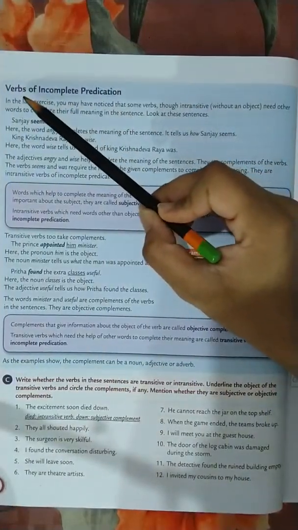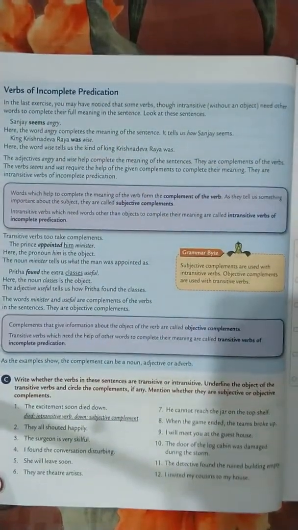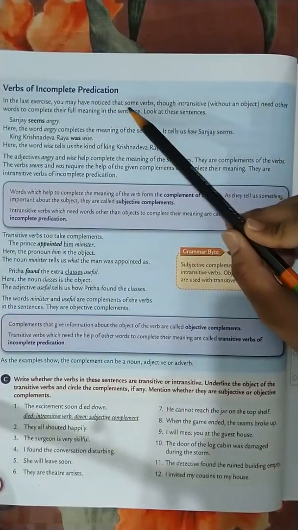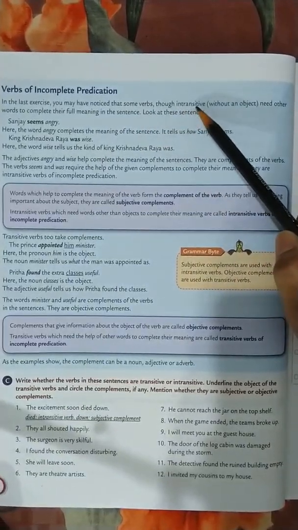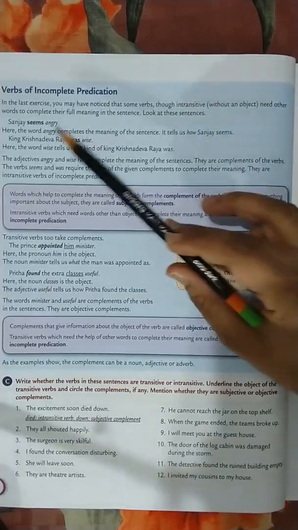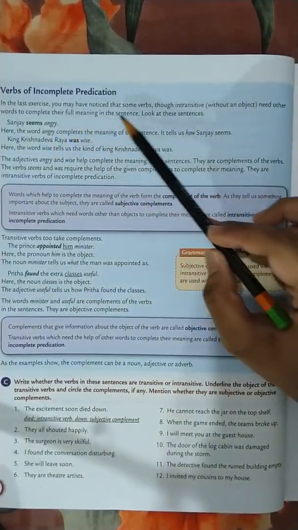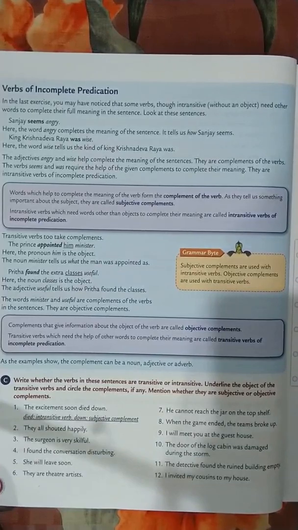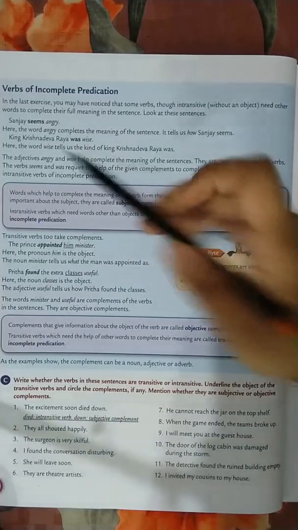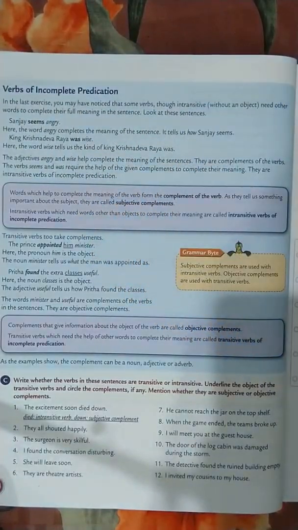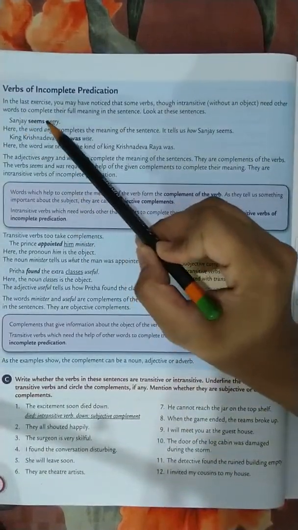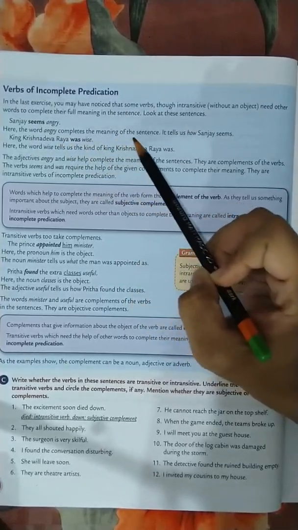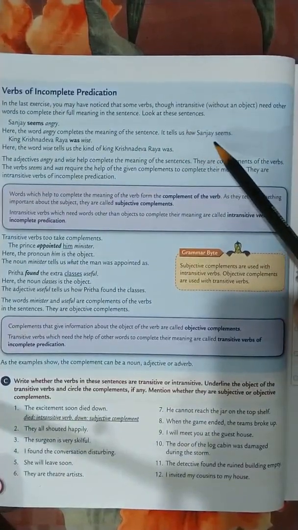Now students, we will see verbs of incomplete predication. Some verbs, though intransitive, meaning without an object, still need other words to complete their full meaning in the sentence. Okay, now see here. Sanjay seems angry. Here the word angry completes the meaning of the sentence. It tells us how Sanjay seems.